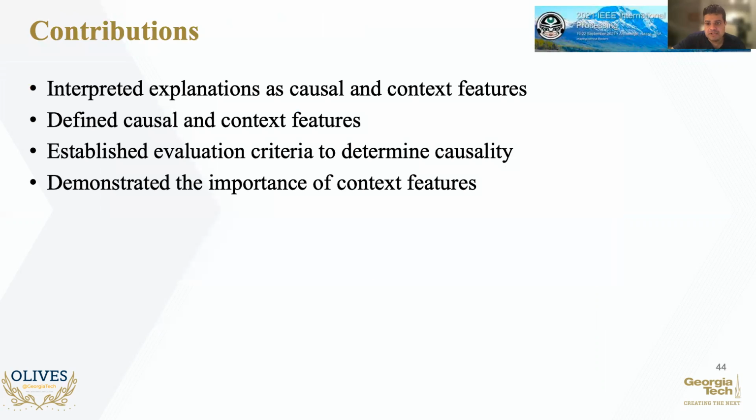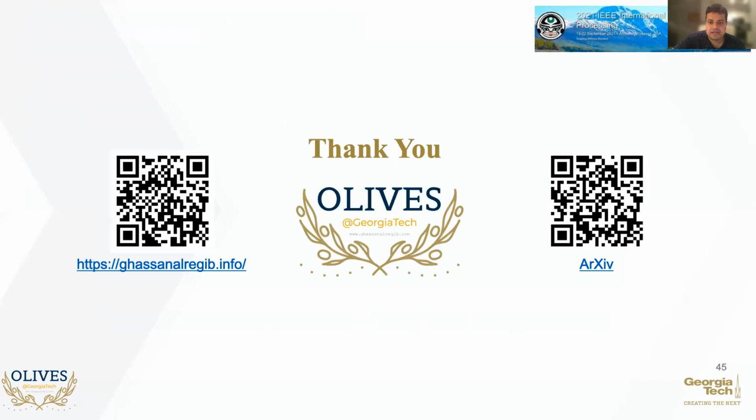Finally, the contributions of this paper are given here. Our first contribution was in the premise of the paper, that current explanations are a combination of causal and context features. We then provided definitions of causal and context features and provided a methodology to extract causal from context features. We also established evaluation criteria, 2 of which are objective metrics. Finally, we demonstrated the importance of context features. While causal features are required for recognition, context features may be important for human interpretability.